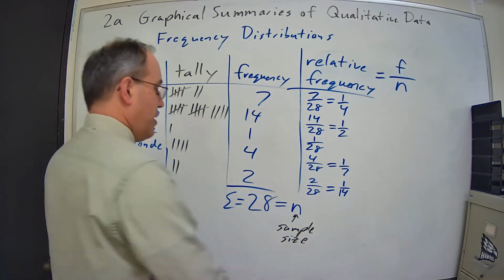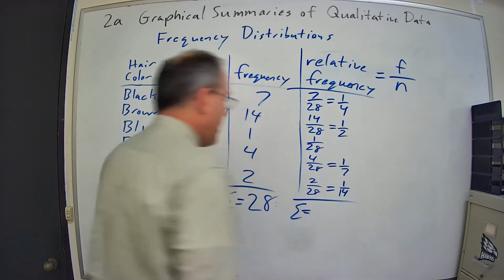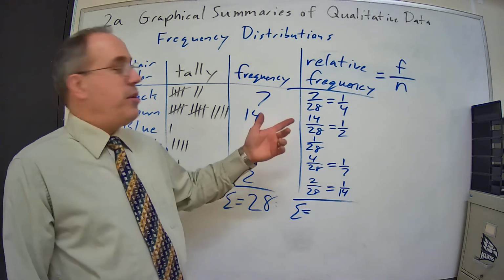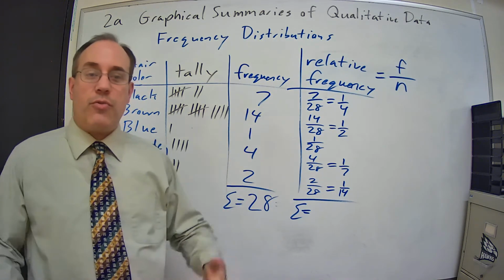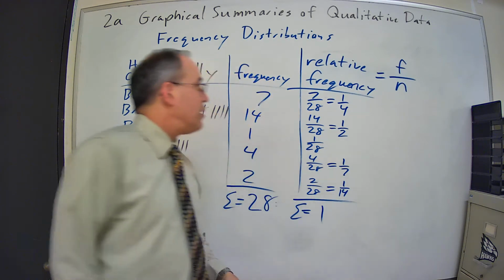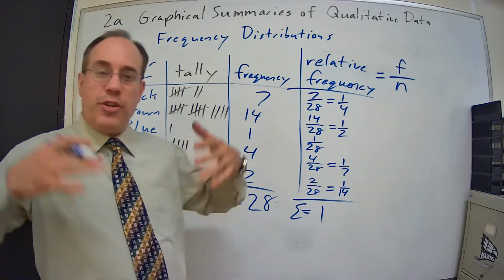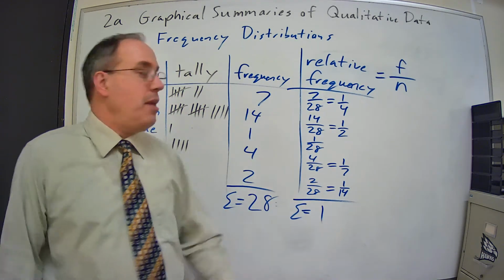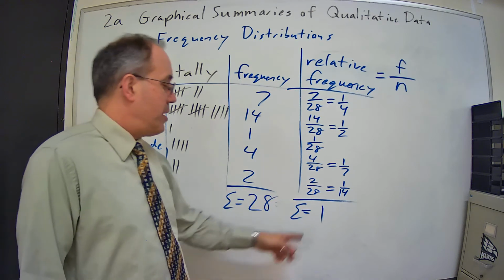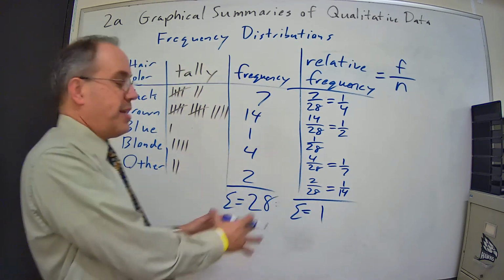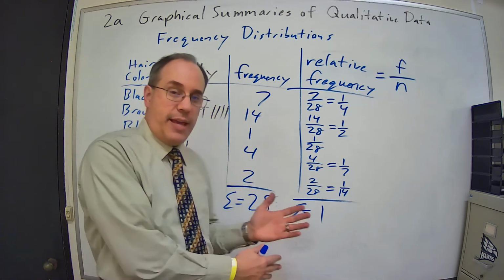Well, remember I said that we like to add up these columns, so I'm going to add up the relative frequencies, and we notice that 7/28 plus 14/28 plus 1/28 plus 4/28 plus 2/28 equals 1. So our relative frequency column should always add up to 1. That doesn't mean that we should just ignore the adding because it's always going to add up to 1. That's a sanity check. We add up this column, and if we get 1, then we trust what we did to get there. If we don't get 1, then we look and see if maybe we made a mistake.